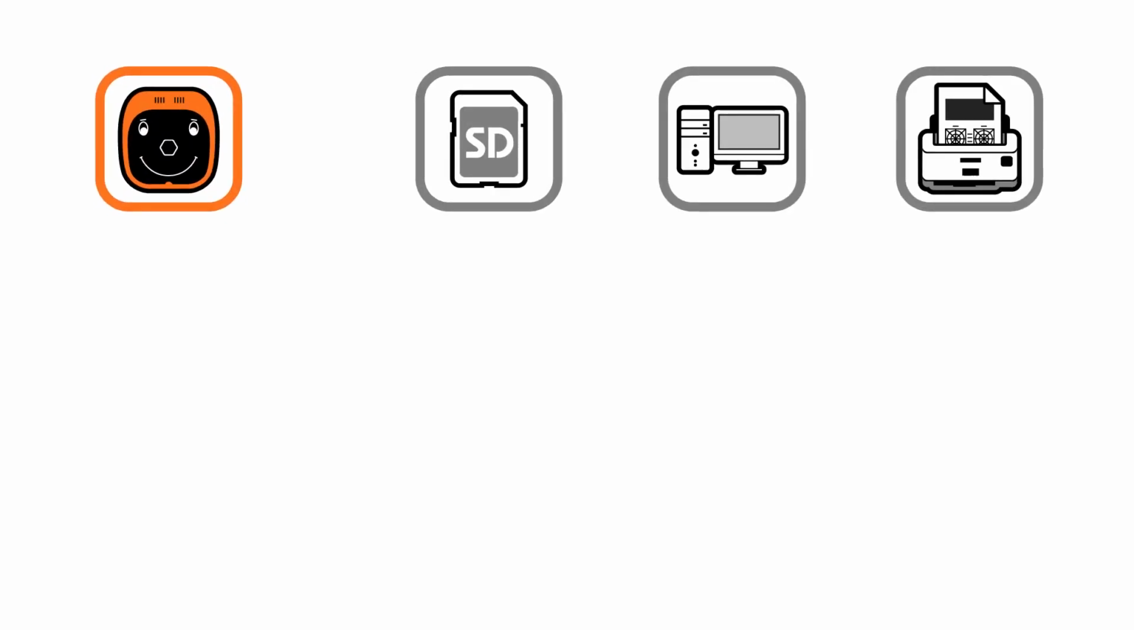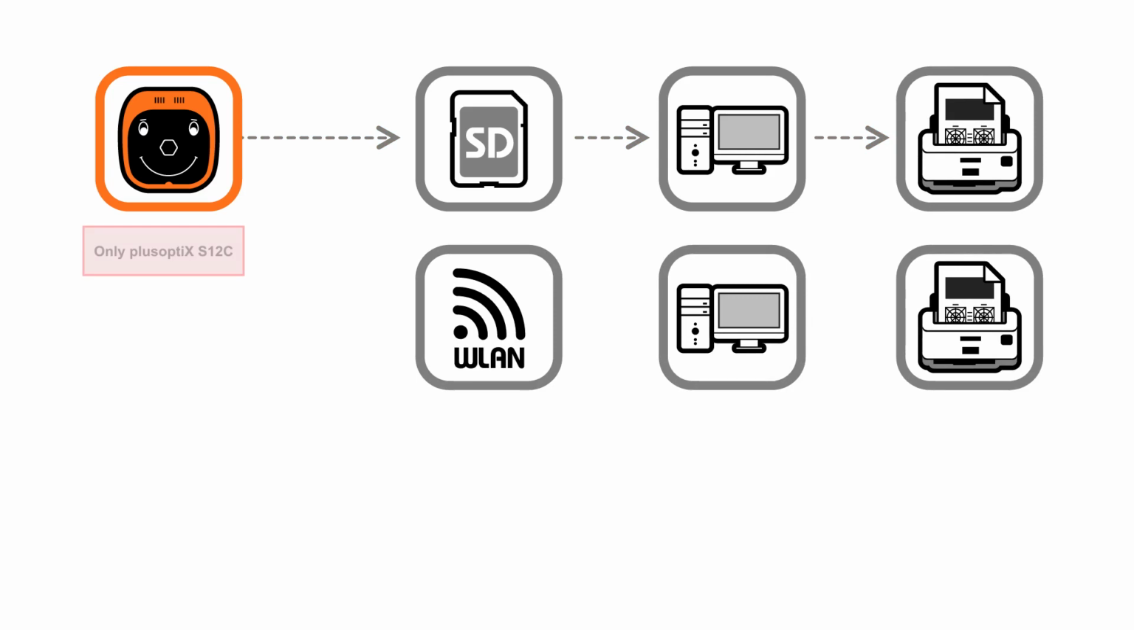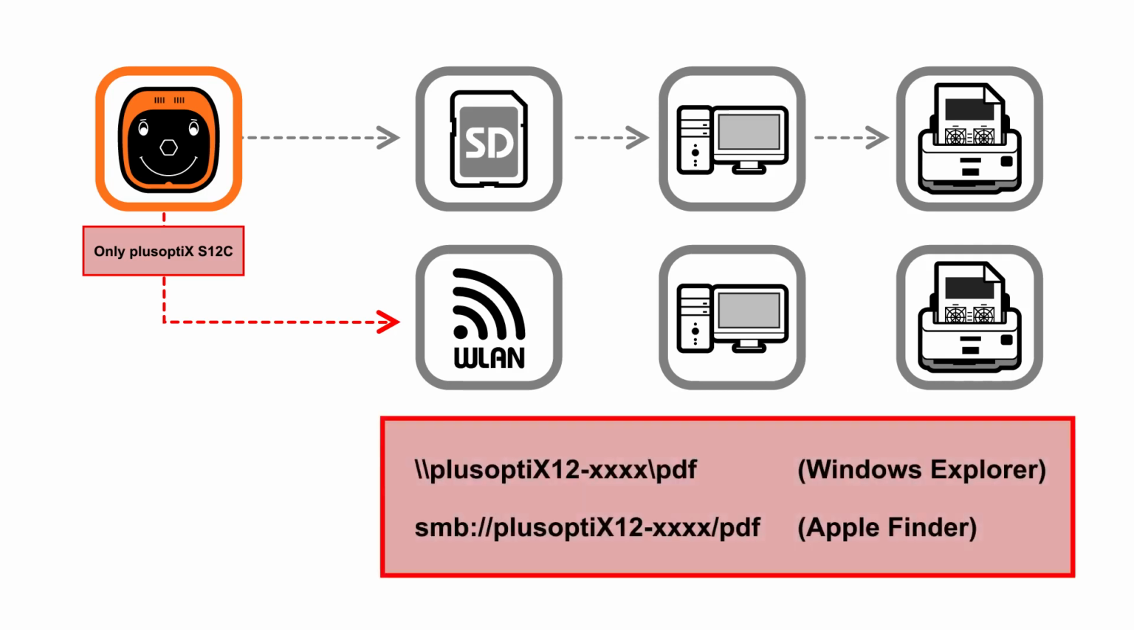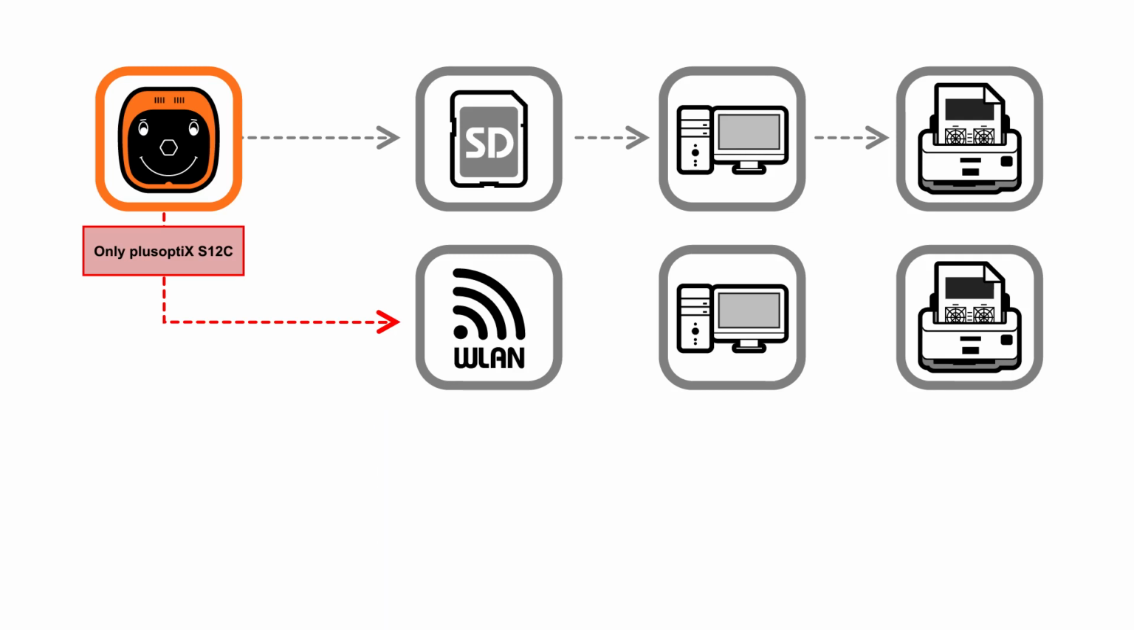There are three options. The SD card can be directly inserted into an available computer. In this case, the measurement report can be manually directed to a printer that is connected to the computer. Secondly, the Plusoptix S12C can be connected to a network router via the WLAN interface. Enter the displayed network path into the address bar of your Windows Explorer or Apple Finder. Screening reports that are saved on the SD card are portrayed after confirmation of your entry and can then be printed manually on a printer that is connected to your workplace computer.